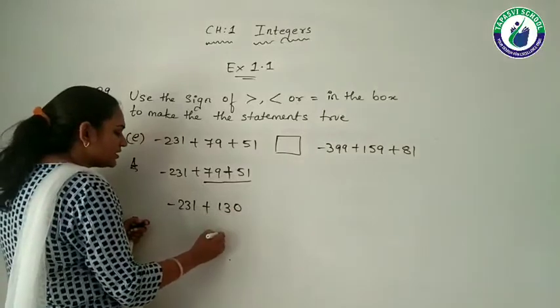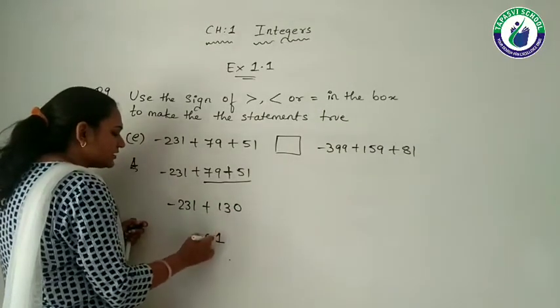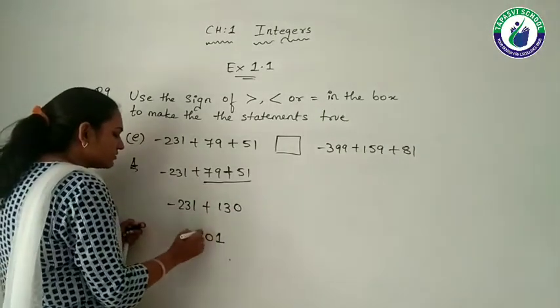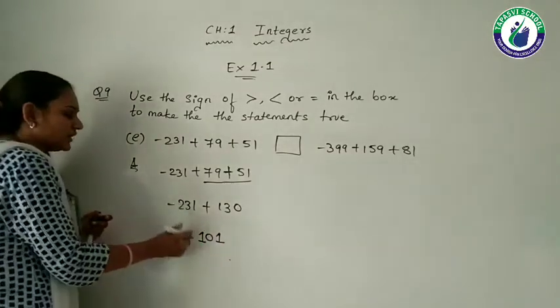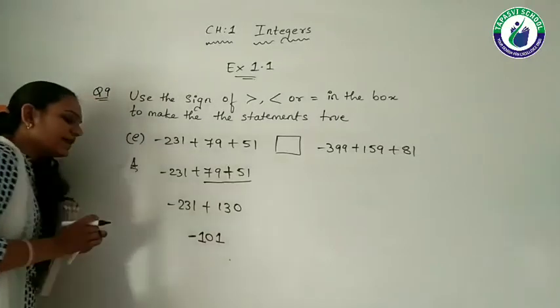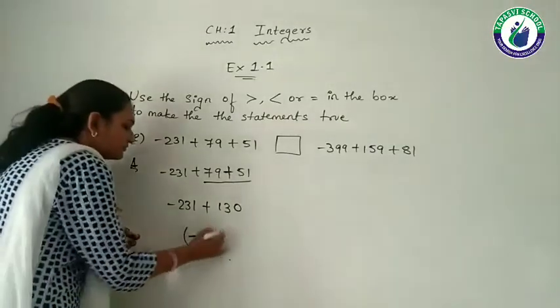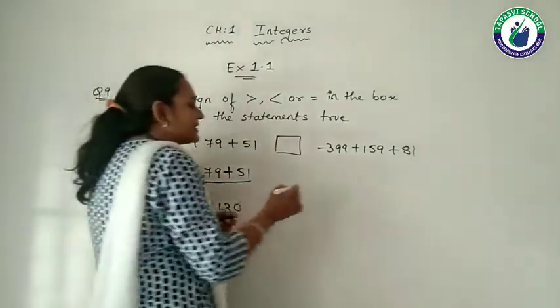1 minus 0, it's 1. 3 minus 3 is 0. And 2 minus 1 is 1. Now, out of these two, which one is the greater number? 231. So, I am going to give the sign of minus to this number. Now, solving the right hand side.